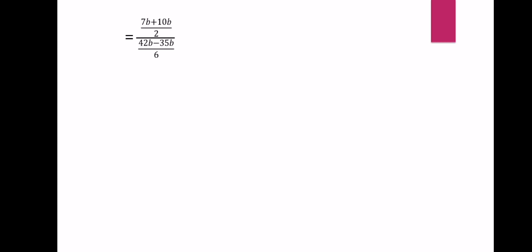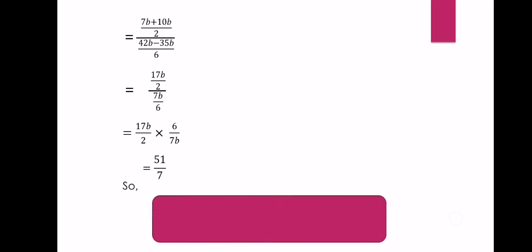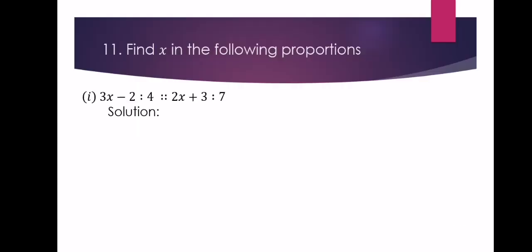It will be 7B plus 10B divided by 2 divided by 42B minus 35B divided by 6. It will be 17B by 2 divided by 7B by 6. Further simplification gives us 17B divided by 2 multiplied by 6 divided by 7B, which results in 51 divided by 7. So the required ratio is 51 ratio 7 or 51 divided by 7.